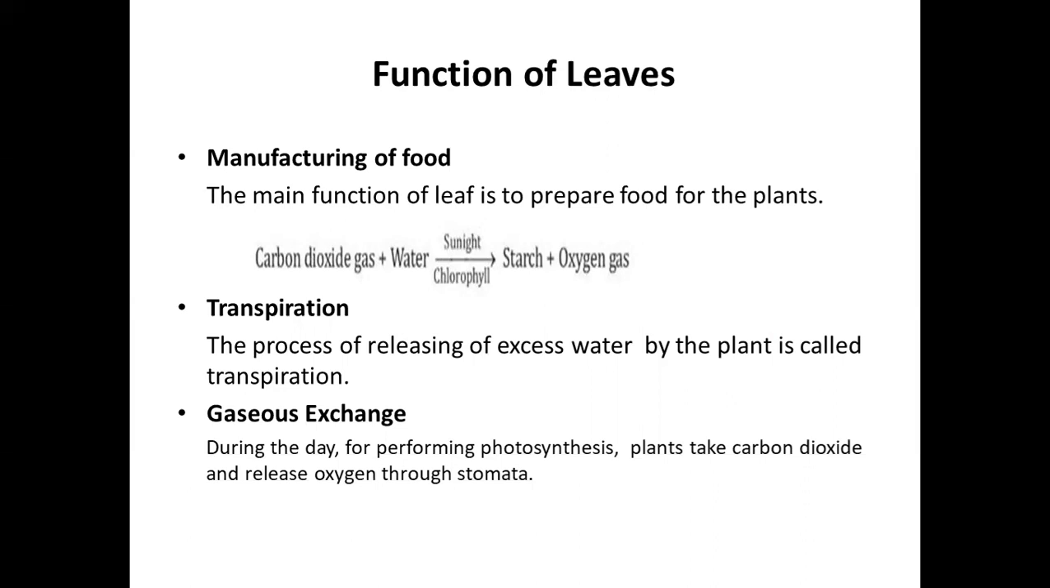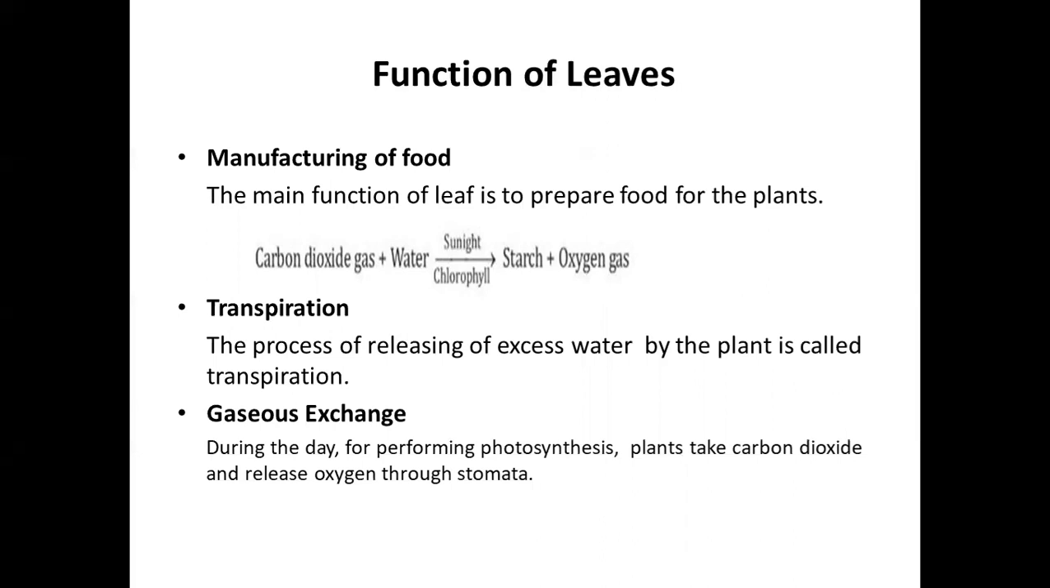Okay, the process in which the green leaves prepare food for the plants in the presence of sunlight and chlorophyll is called photosynthesis. And in this process, the leaves use carbon dioxide and water in the presence of sunlight and chlorophyll, producing starch and oxygen.